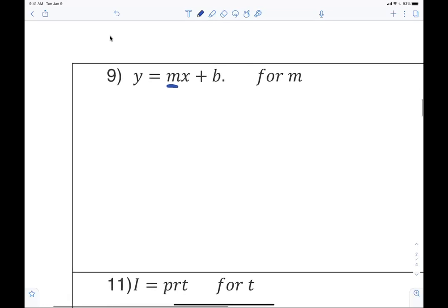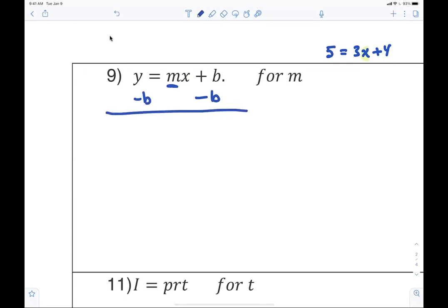What I always try to tell kids is think about it as if I was saying 5 equals 3x plus 4. If we're trying to solve for the letter, we have to get rid of these first. We're still kind of doing PEMDAS backwards, right? So that was very good, actually. Now what we're going to do is put a minus b and a minus b. Can you really do anything with y minus b? No, it's just y minus b equals mx.